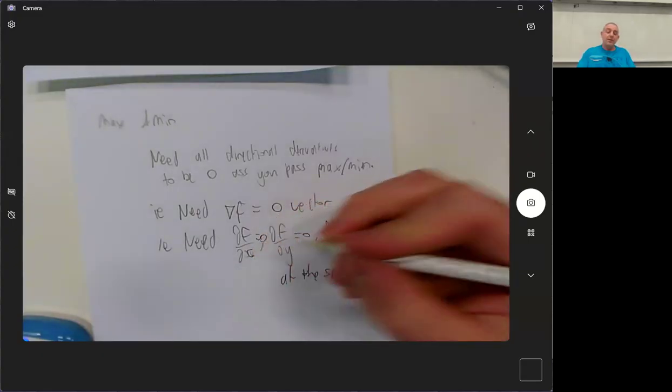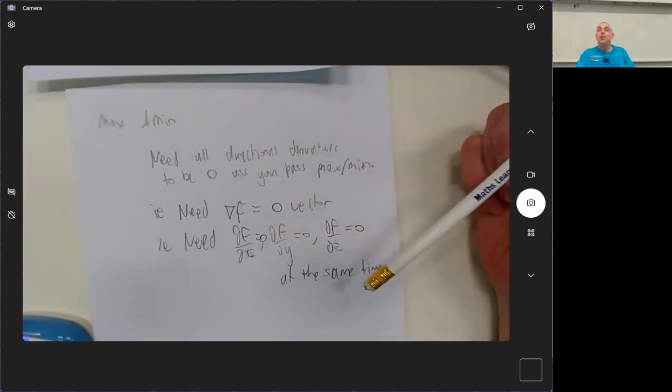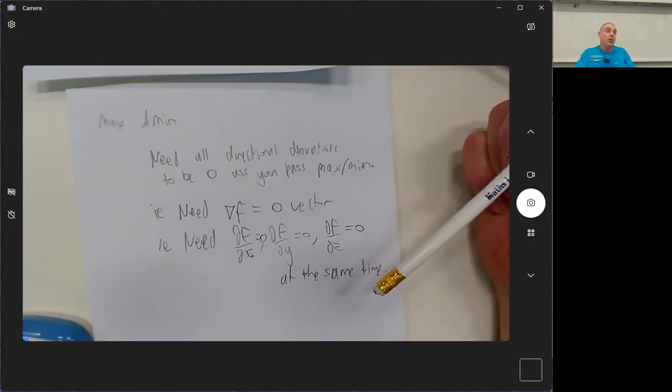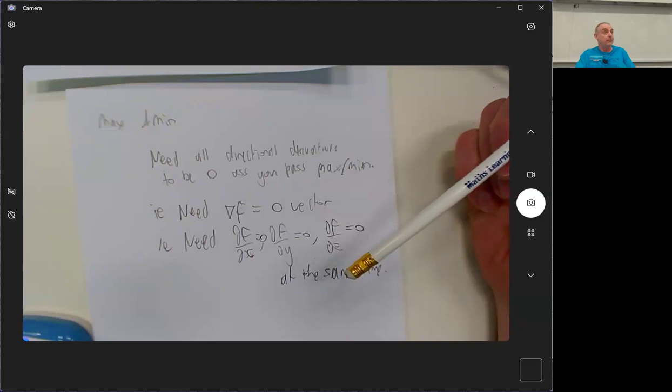So that means that if you want to find a maximum or minimum, you need to find all the partial derivatives and you need to make them all 0, and they need to all be 0 at the same time. And if you can find that point, that's where the maximum or minimum is. And there may be several of them. There may be none of them.